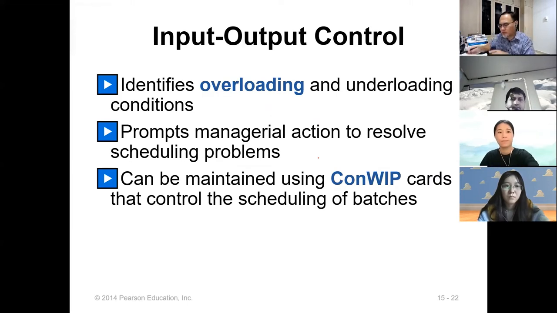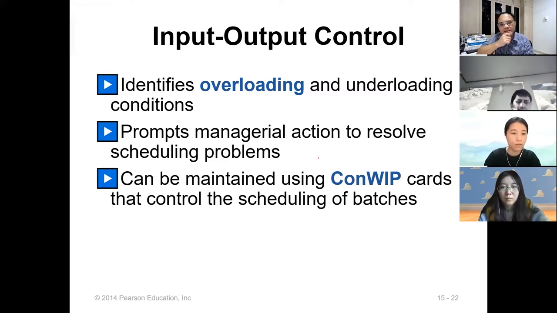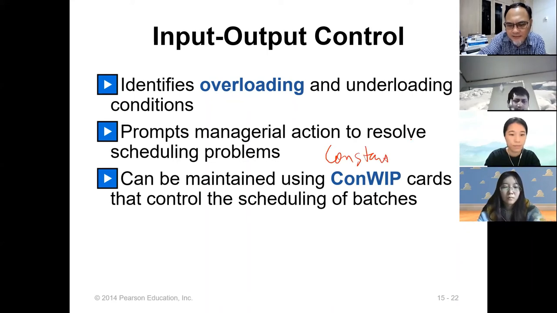So the first method in which you can do scheduling is called input-output control. I'm not going to go into this detail, but it will identify overloading and underloading conditions. Overloading means too many, and it uses what they call CONWIT. CONWIT is constant work in progress.